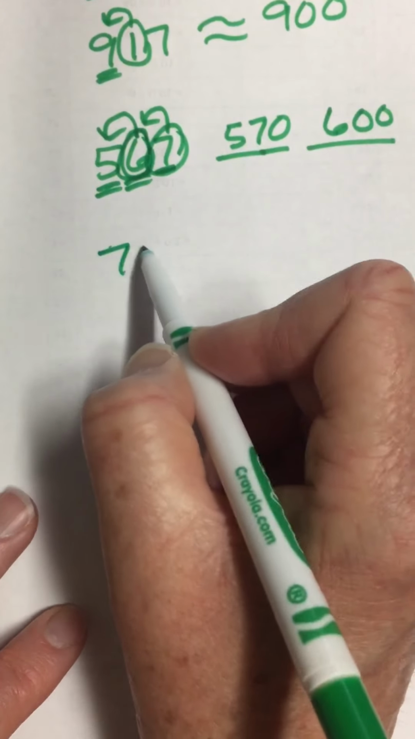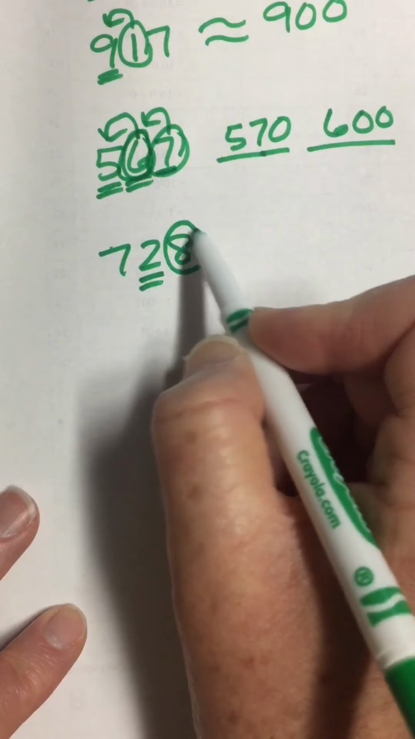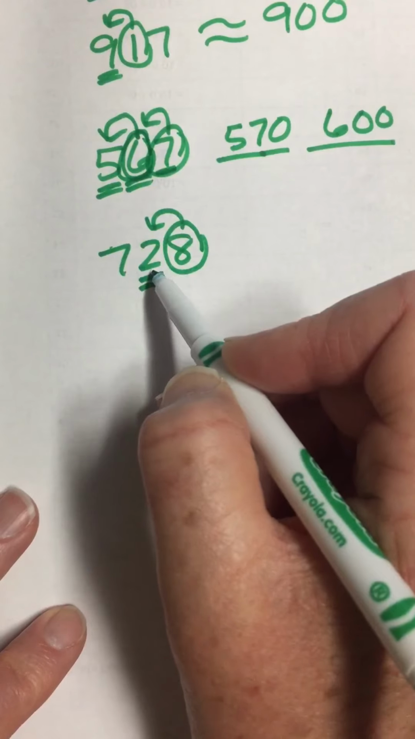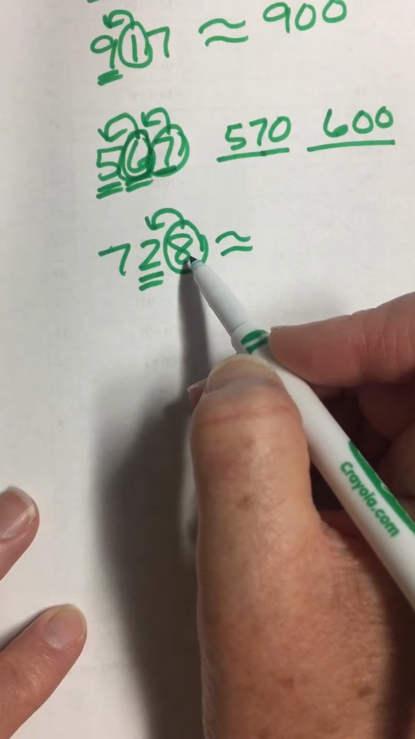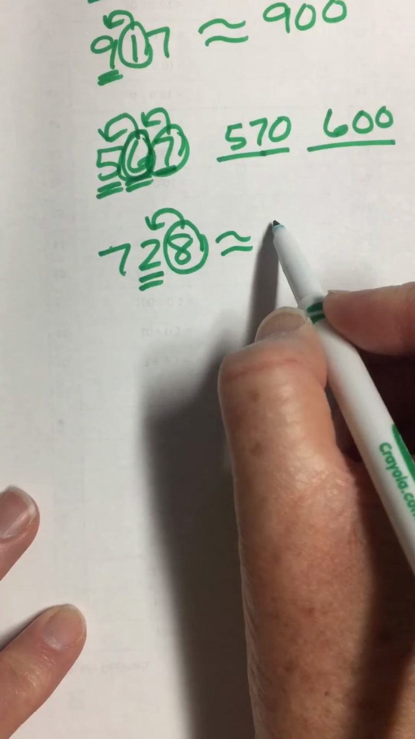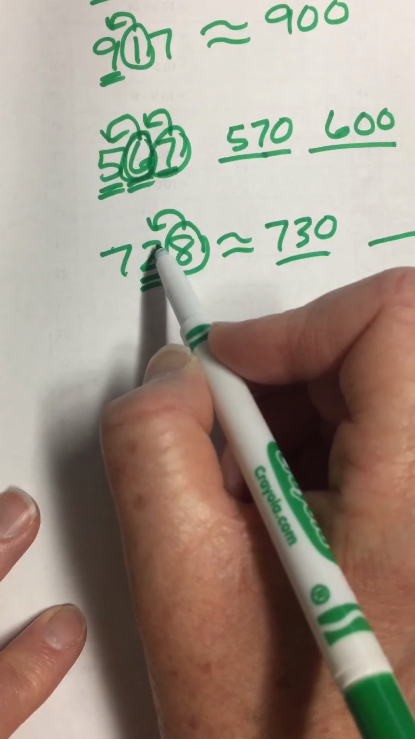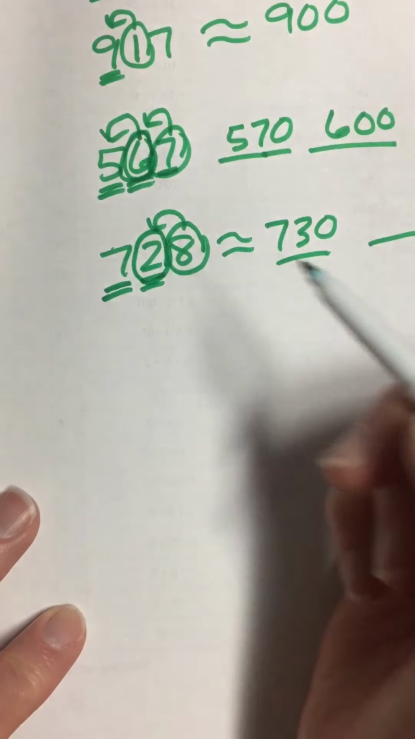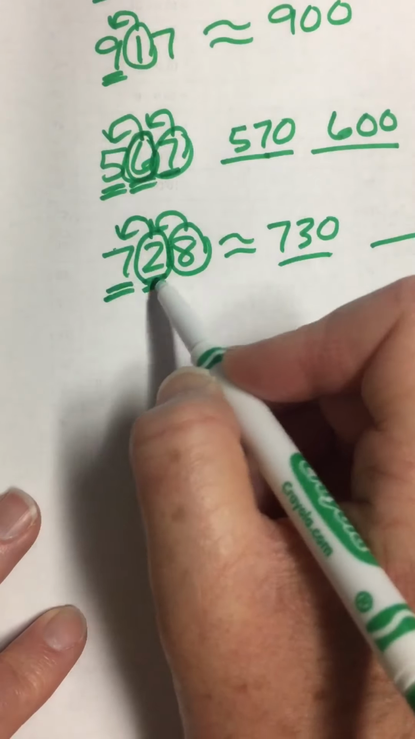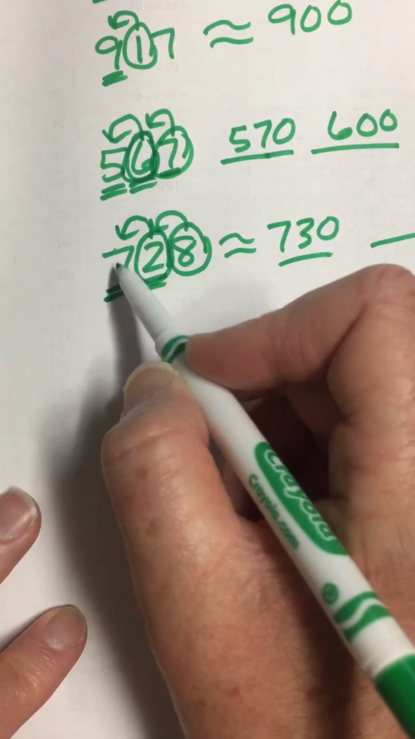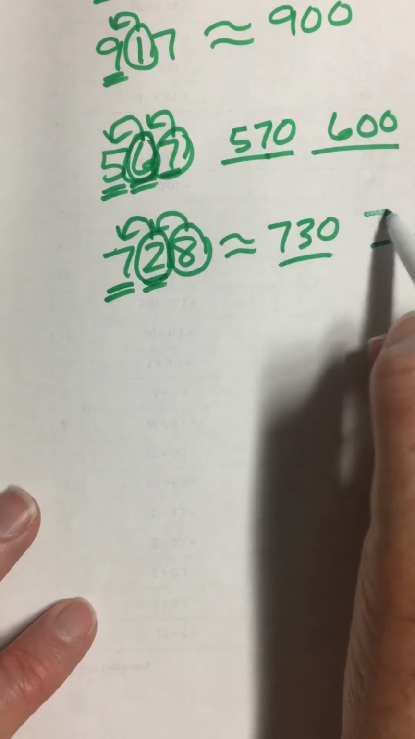So let's try another one, 728. First I look at the 2 and I look at the 8 after it. This 2 actually represents 20, right? So I'm looking at the 20, and I'm looking at the number next to it. Oh, that's 28. Of course, that's going to be closer to 30, so it's 730. And then if I take that same number and look at the hundreds place, the 2 is telling me that it's going to stay a 700, because 728, the 28, is obviously closer to 700 than it is to 800. So those are my numbers.